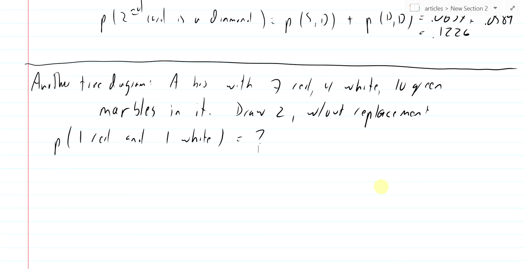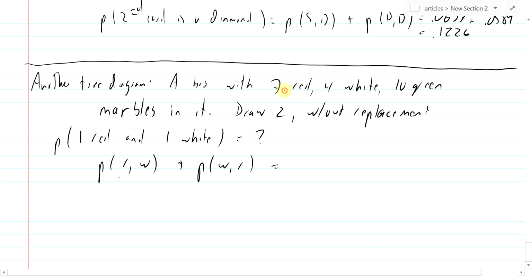Well, 2 cases. You can either draw a red one and then a white one, or you can draw a white one and then a red one. Those are the 2 ways you can end up with 1 red marble and 1 white marble. What's the probability of getting a red one and then a white one? Well, the probability of drawing a red one first is 7 out of the 21 total, times then drawing a white one. So what's the probability of drawing a white one if you've already drawn a red one? Well, we're down to 20 marbles, but they still have the 4 whites.